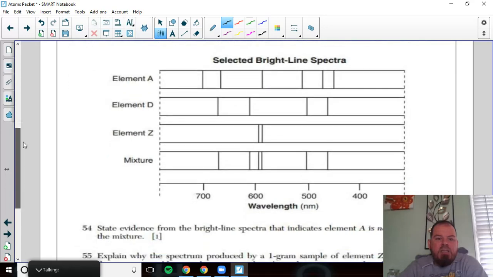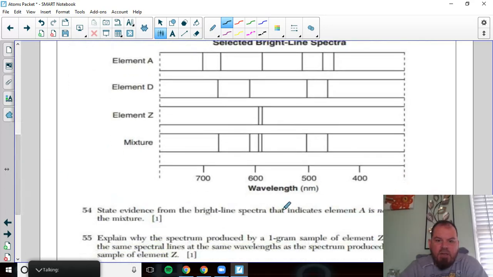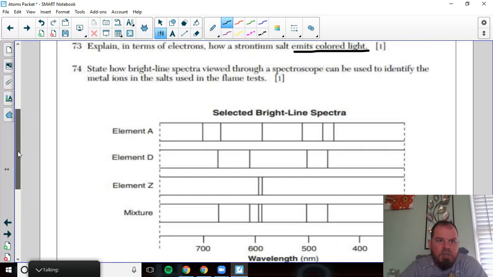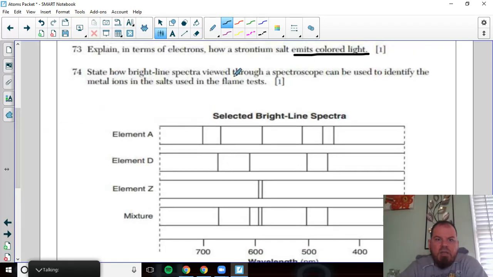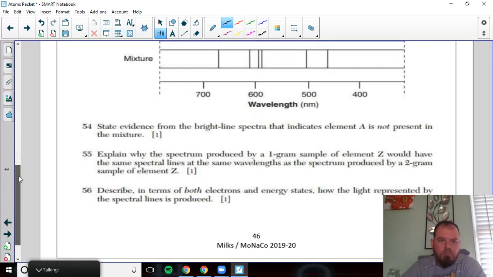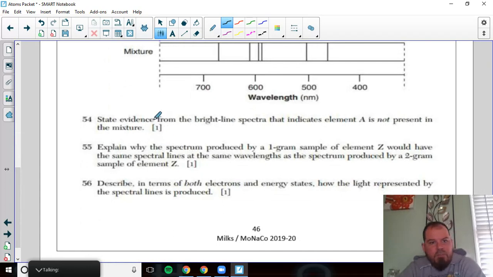Okay. This question, state evidence from the bright line spectra. Did I skip one? Let me just check. State how the bright line spectra viewed through a spectroscope can be used to identify. Oh, so they are intrinsic properties, right? They don't change based on the amount of substance. So if it's intrinsic, I can use it to identify, just like density is intrinsic, and we did that in the first unit, right? So this is another intrinsic value. So you need to know that word intrinsic.